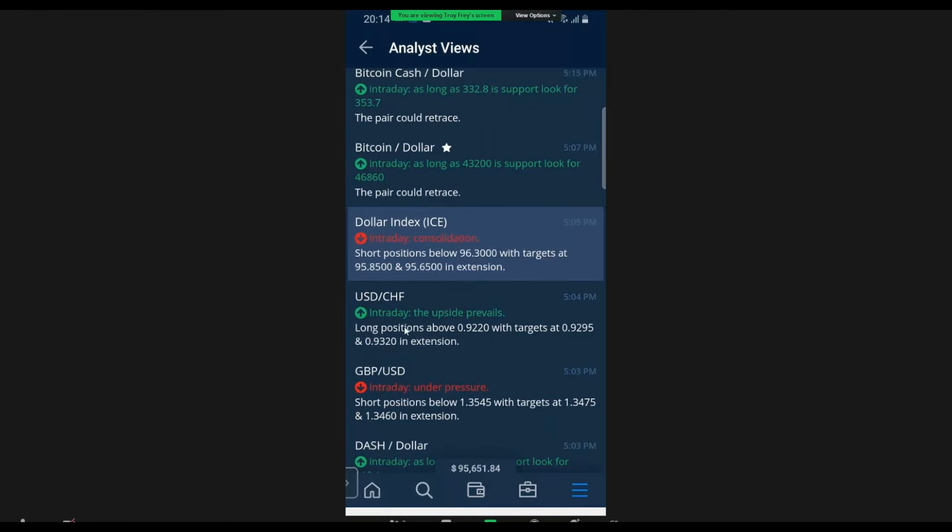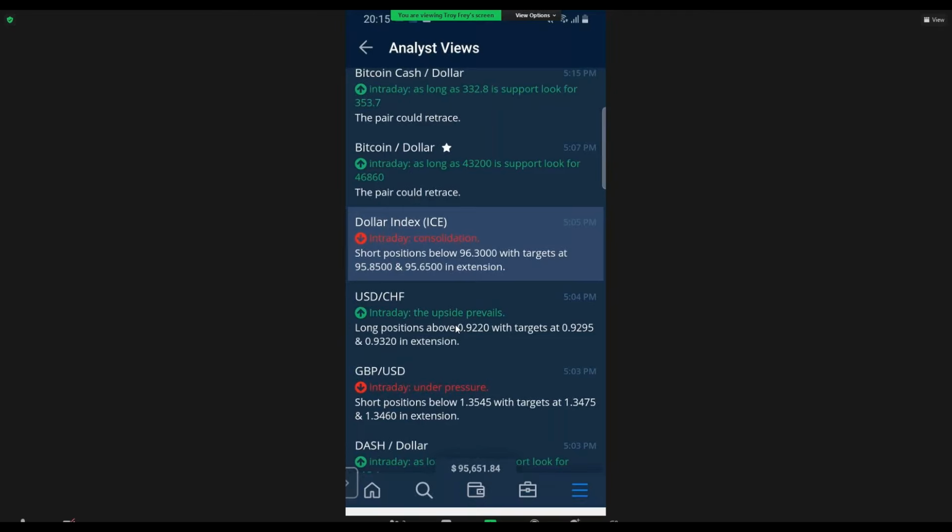USD Swiss franc. It says intraday, the upside prevails. Why would the US dollar be going up if the dollar index is down today? Dollar index was weakening with dropping fear. Why is it saying the US dollar would go up? It's because it's paired against the Swiss franc. The Swiss franc is a traditional safe haven currency, more so than the USD typically. And so if fear is down, then people would be leaving the Swiss franc more than they'd be leaving the USD maybe. And so they're saying probably this would rise. So the signal is not just based on the technical analysis.